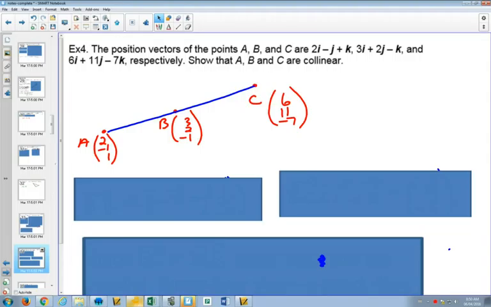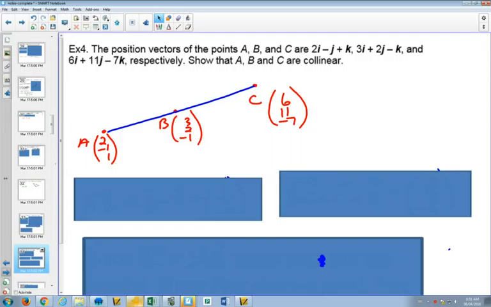Well, there's a couple of ways that we can show this. Any ideas? The slopes, we have to put slopes in quotation marks with 3 fingers because it's 3-dimensional. The slopes, if the slopes are the same, then you would know they're going in the same direction, and that would make them in a same line.